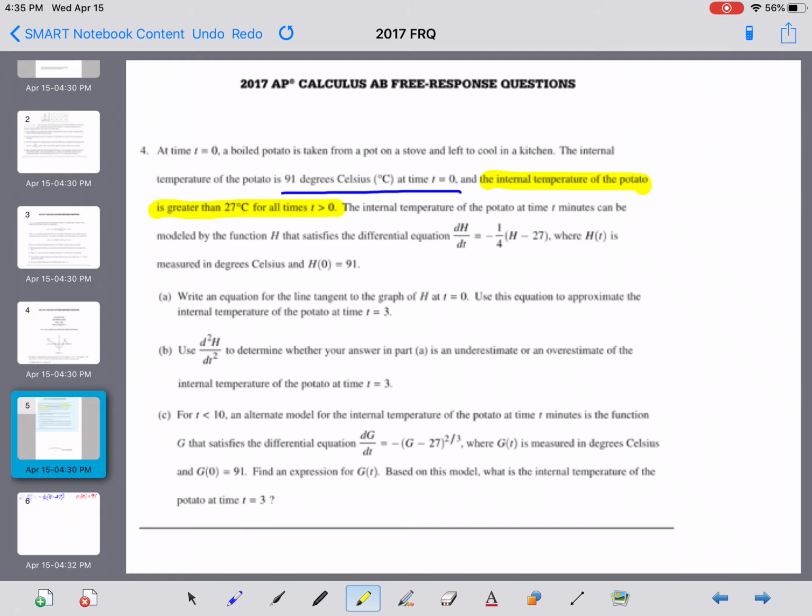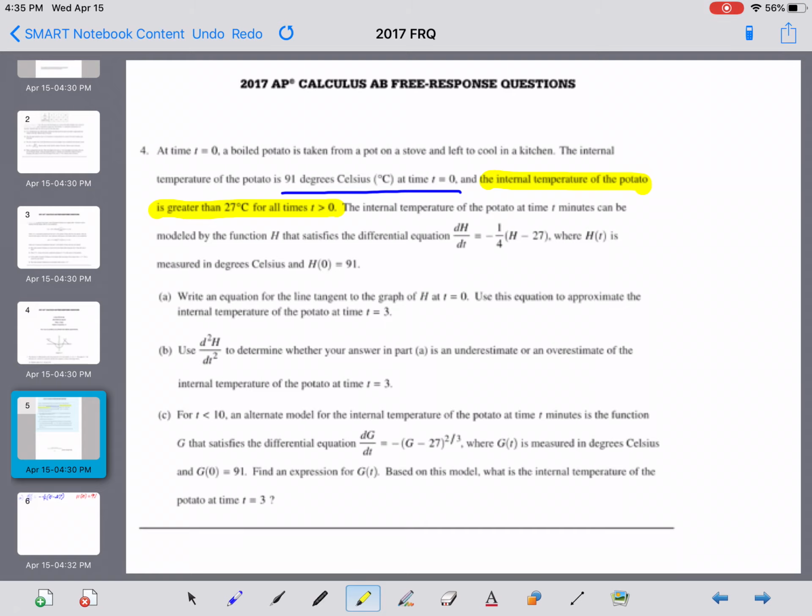Okay. They've given us a function right here, a function h, that's going to tell us the internal temp of the potato. And then in addition to all that, they've given you the derivative of h taken with respect to time. And they're telling you here that h of t is measured in degrees Celsius. And here again is that same little initial condition. So it was a little bit odd right there, guys, that they actually gave you that piece of information twice. Not entirely sure why. So let's take a look at part A here, guys.